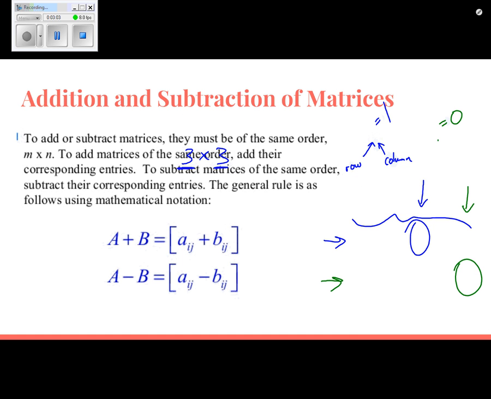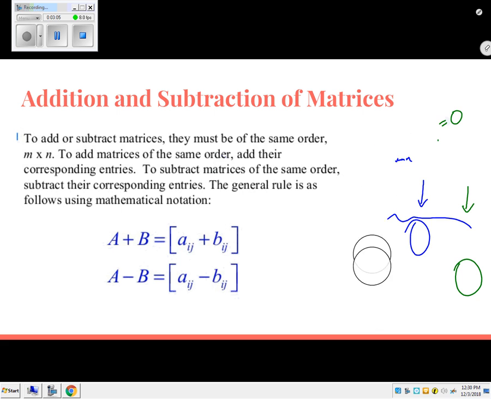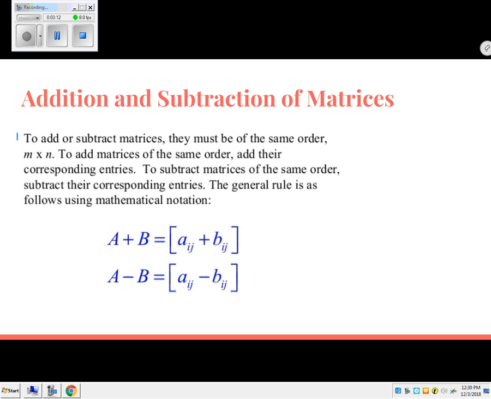The big thing I want to get done today is to be able to add, subtract, and do scalar multiplication on matrices. So to add or subtract matrices, they must be of the same order, m by n. So their dimensions must match exactly. So we just had a 3 by 3 matrix. I can't add a 3 by 3 matrix to a 2 by 2 matrix. It doesn't work. And the reason it doesn't work is because I'm adding or subtracting their corresponding entries.